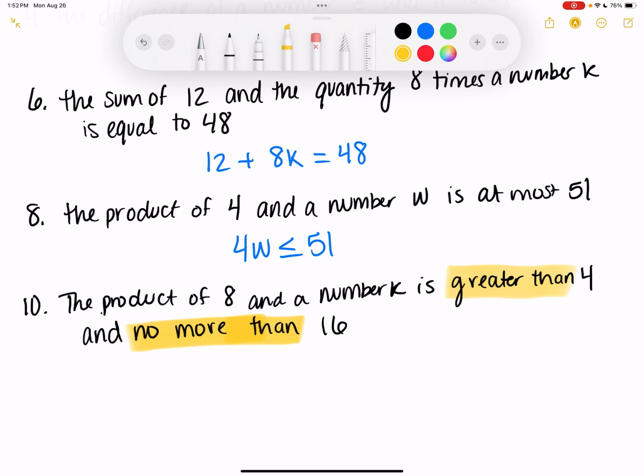I have an idea, I'm just not sure of it. Well, throw out what you think, and we'll see. Work through it together. So we're going to have 8 times k. What do we know about 8 times k? It's greater than 4.